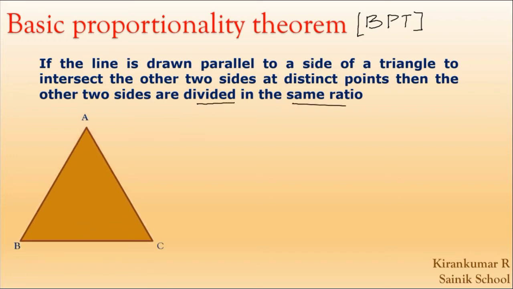If I consider triangle ABC, if a line is drawn parallel to the side BC, to this side, if one more line is drawn parallel, it intersects the other two sides at distinct points, which makes the sides divided in the same ratio. Means the side AD by DB will be equal to the side AE by EC. This we are going to prove. What is given in this?